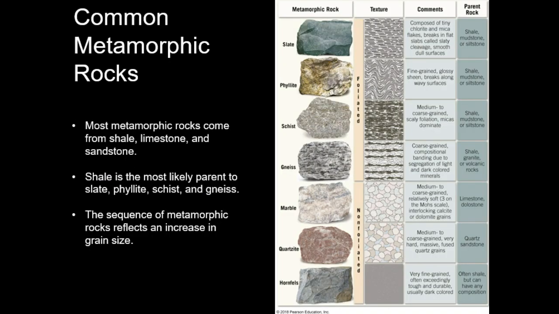Okay, so most metamorphic rocks come from shale, from limestone, and from sandstone, which are the surface parent rocks to these type of rocks. Shale is the most common parent rock to foliated textured rocks like slate, phyllite, schist, and gneiss.